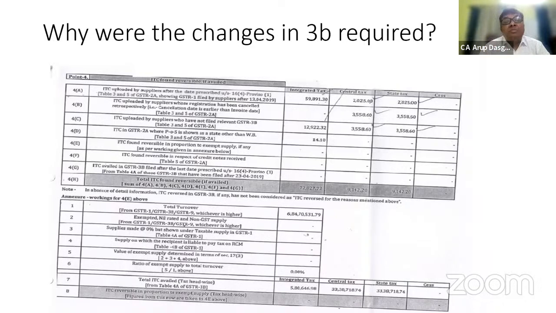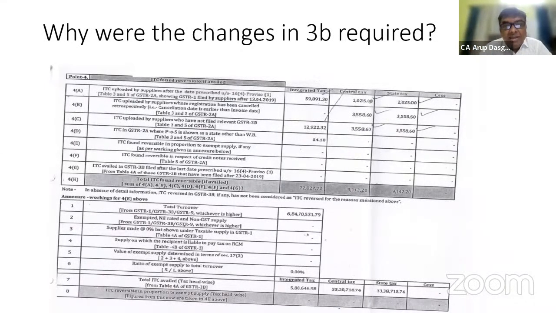And apart from that, whatever is the common input credit, which I'm using for both taxable supply and exempt supply, that also has to be reversed in a particular proportion of exempt supply to the total supply. So all these reversals, I was not able to show in my return. Why? Because until now only one table was given. And what is the table? All other ITC was given, and one table was given of reversal under rule 42 and 43.